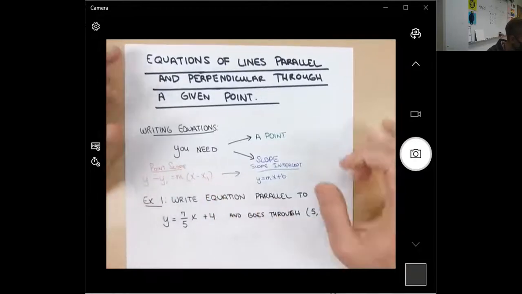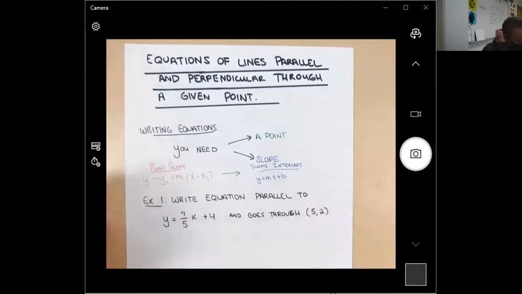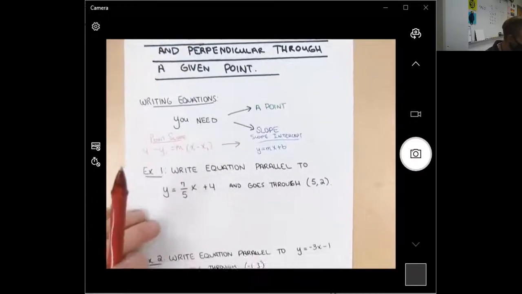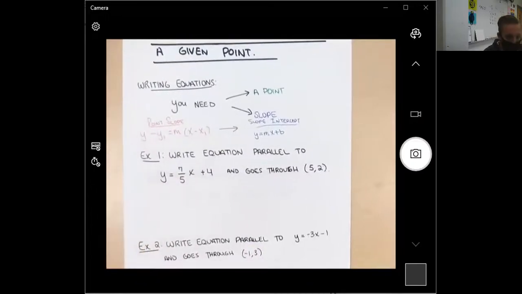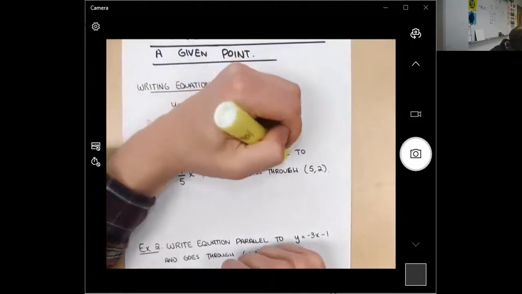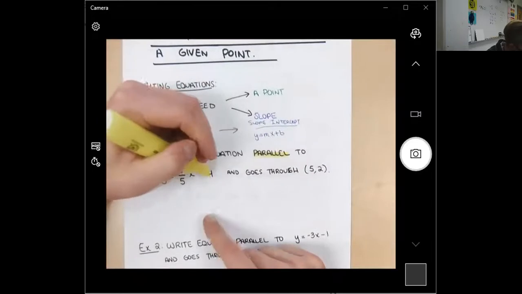But today I'm really going to focus on writing equations parallel and perpendicular through a given point. Now let's start example 1. So example 1, write an equation parallel to y equals 7/5 x plus 4 and goes through the point 5, 2.